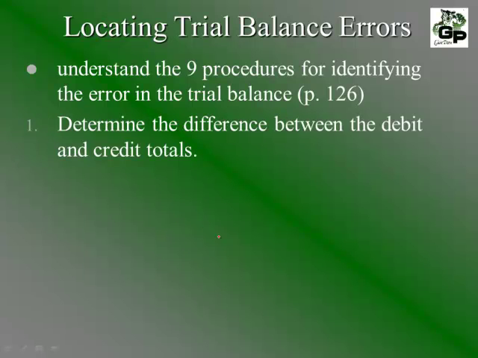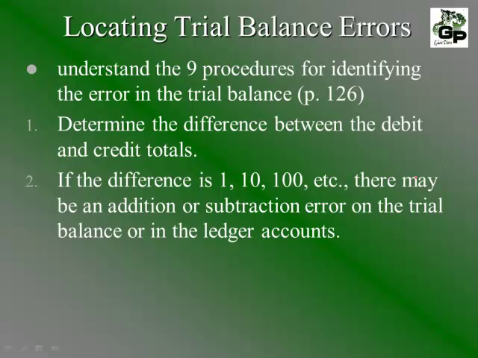The first one is to determine the difference between the debit and the credit totals. The second step is to check to see if the difference is either 1 or 10 or 100 or 1,000 or 10,000, and so on. And this might indicate that there's an addition or a subtraction error in the trial balance itself, or maybe back in one of the ledger accounts.